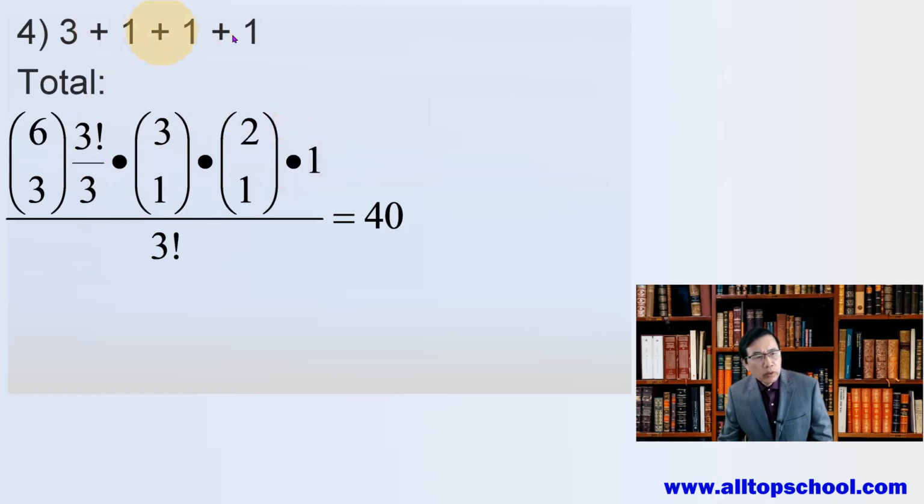Because for these three 1-cycles, the order of the groups makes no difference. For example, if I choose 1, 2, 3, or 2, 3, 1, or 3, 1, 2, they are all the same. So different arrangements of the different groups are treated as the same, so they are repeated 3 factorial times. So you divide by that to get the unique groupings for this 3-cycle and then 3 cycles of 1. You get 40.